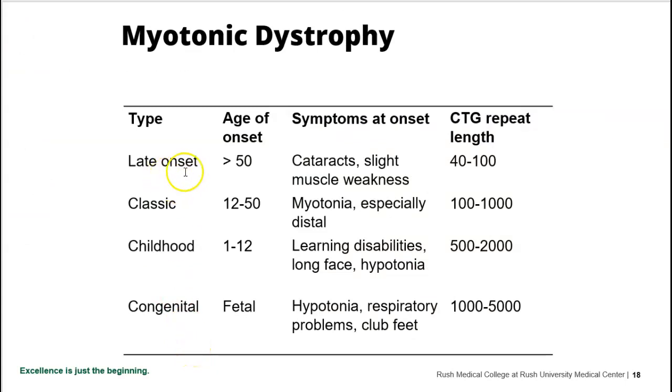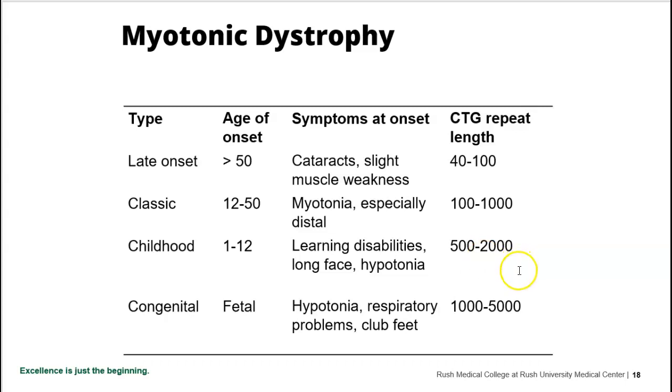So here we have late onset, greater than 50, cataracts, some slight muscle weakness, but once you start getting over 50 repeats, the gene becomes unstable during oogenesis. It can go from 50 to a couple hundred to a couple thousand. Classic, between 12 and 50, and usually between 100 and 1,000 repeats. Childhood onset between 1 and 12. Again, 500 to 2,000. Usually the 1 to 200 are the milder classic.